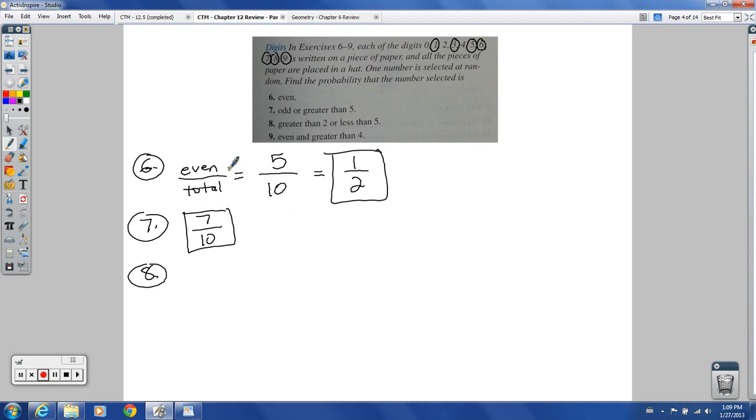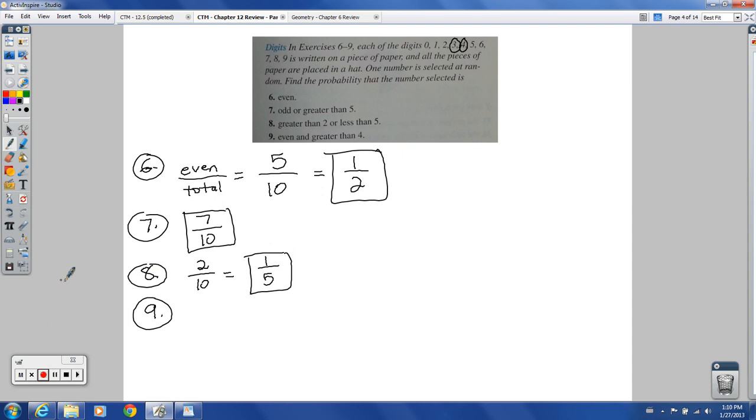Number 8, which ones are greater than 2 but less than 5? So let me erase what I had here before, and we'll do the same sort of thing. Look at the list. Sometimes that's the best way to do it. Just look at the sample space, and circle the ones that satisfy what you're looking for. So which ones are greater than 2 or less than 5? So it's not greater than or equal to, but it's actually strictly greater than. So greater than 2, 3 is greater than 2 and less than 5. So is 4. 5 and 2 are not greater than 2, and 5 is not less than 5. So this would just be 2 out of the 10, or 1/5 reduced. So always reduce your fractions if you can.